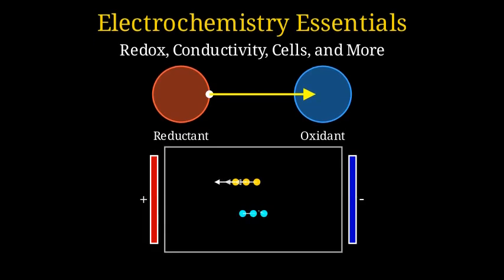Now, electrolytic solutions conduct because ions shuttle charge. Each positive ion moves toward the negative plate, and each negative ion moves to the positive plate. We show a simple beaker with plates and arrows to reveal how current flows.